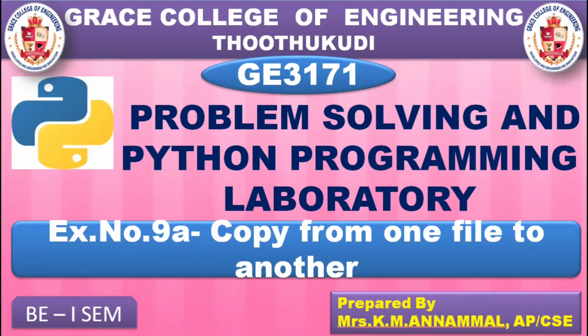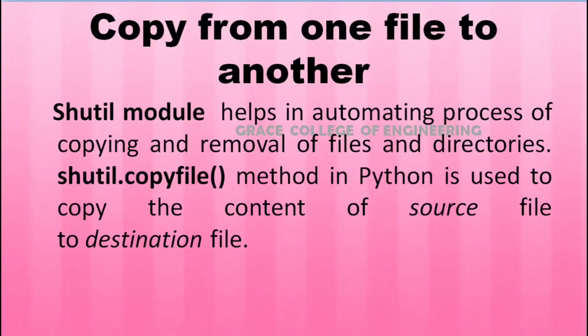Let's see that. Before that, we want to see some modules and functions that are the main things we are going to use in this program. You want to know the concept, then only you can use it in the program. So first one is the shutil module, which helps in automating the process of copying and removal of files and directories. After using that shutil module, the shutil.copyfile method is used to copy the contents of the source file to the destination file, that is, one file to another file.